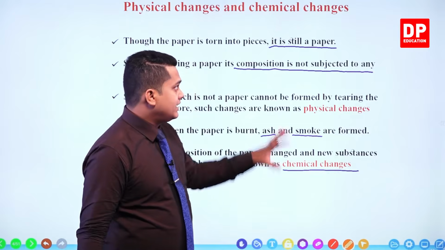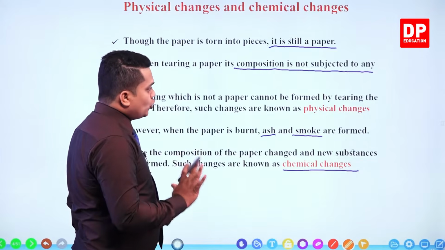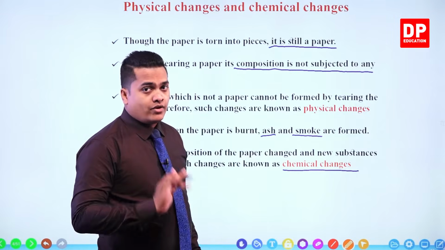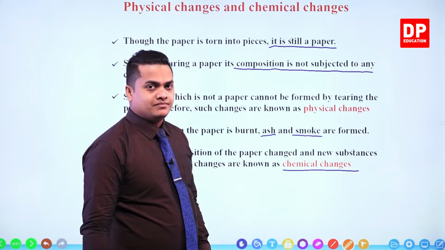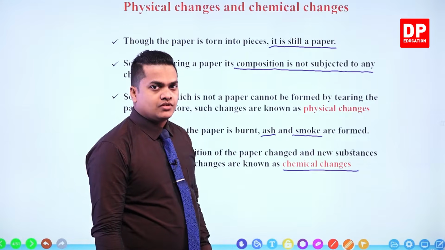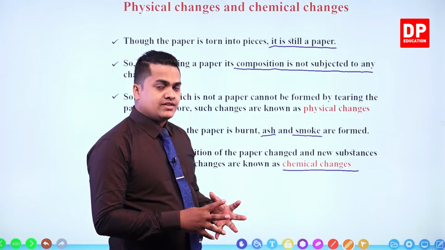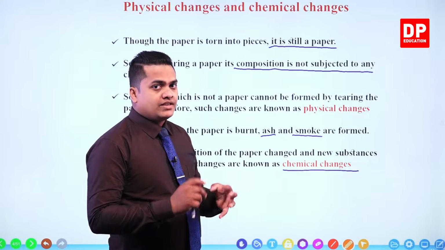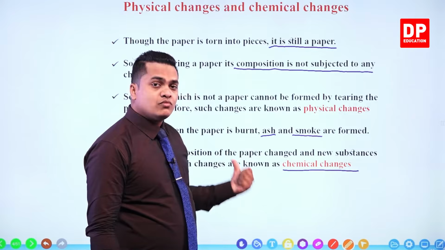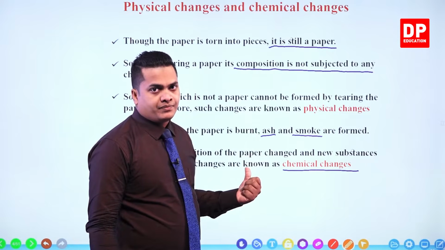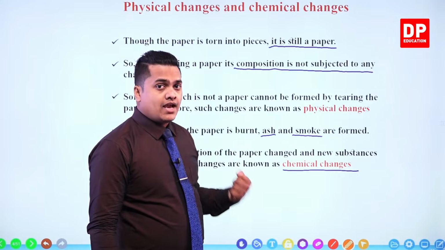Once again, my dear children, in a physical change, no new substances are going to be created at all. The original or initial substances remain the same. In a chemical change, new substances are going to be created from the original substance, like the creation of ash and smoke during the burning of paper. So these are the two main changes that can happen to matter.